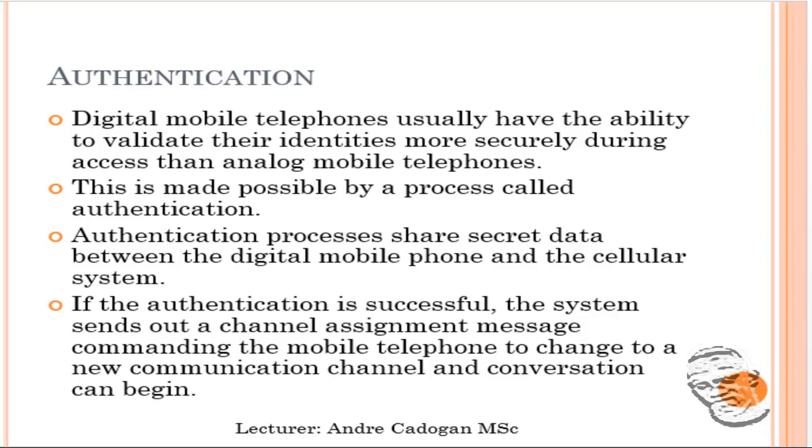This is made possible by the process called authentication. The authentication process shares secret data between the digital mobile phone and the cellular system. If the authentication is successful, the system sends out a channel assignment message commanding the mobile telephone to change to a new communication channel, and conversation can begin. Authentication is very important. Again, we spoke about the whole aspect of authentication when we examined the different types of phones that may be misbehaving, those mobile telephones that have been cloned, or those that were used for fraud and so on.